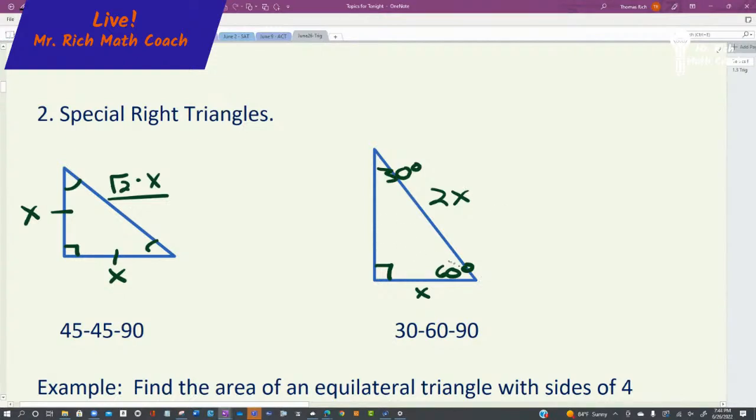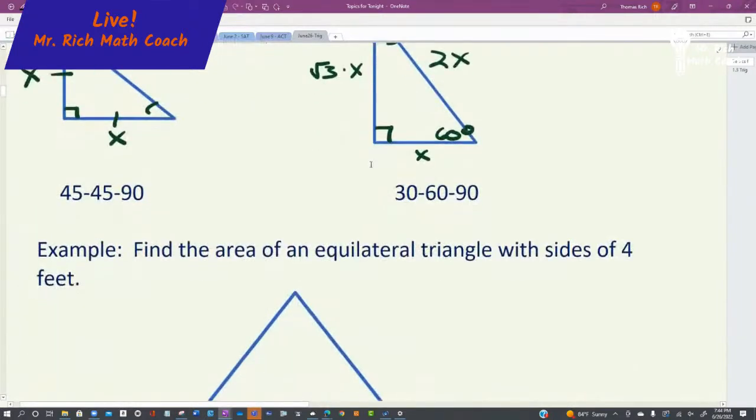And the side that's opposite the 60-degree angle, the longer of the two legs, is going to be root 3 times the short leg of x. That is the relationship. And again, you could use trigonometry to get those other two sides, but you don't want to. Right? You want to know these relationships on these two special right triangles.